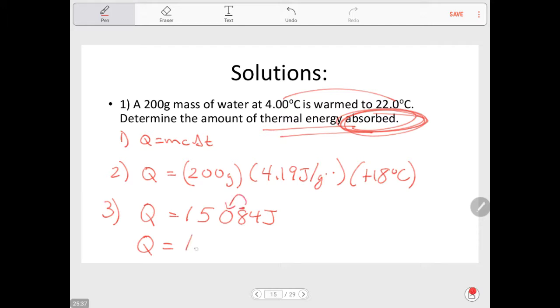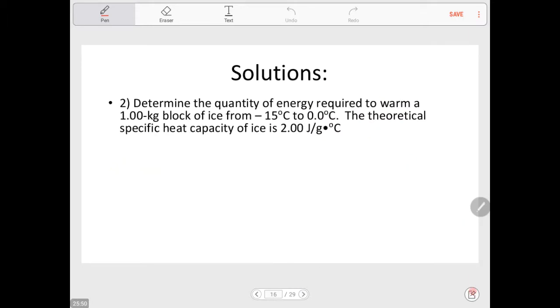So it should be 1.51 times 10 to the 1, 2, 3, 4 joules. There's that one done for you. Do another one. We want, again, to determine the quantity of energy required.